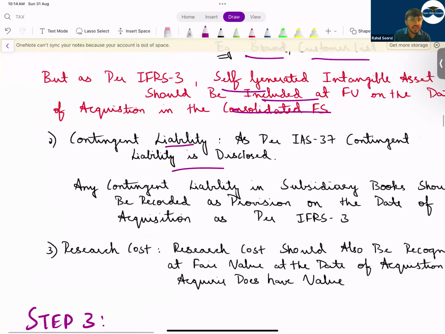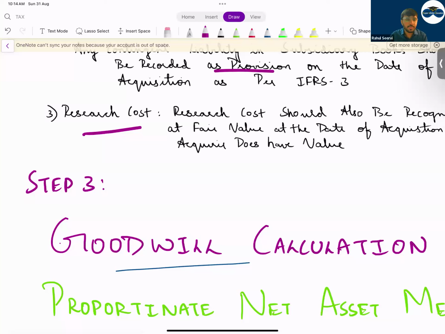Then research cost. So research cost normally we take into P&L. The subsidiary company will normally record research cost into P&L. But when they do consolidation, they should take this as an asset if this has some value for the acquirer. The acquirer will say that okay, this research cost is providing a benefit to us, so we will take it into consideration. If not, we will ignore it.